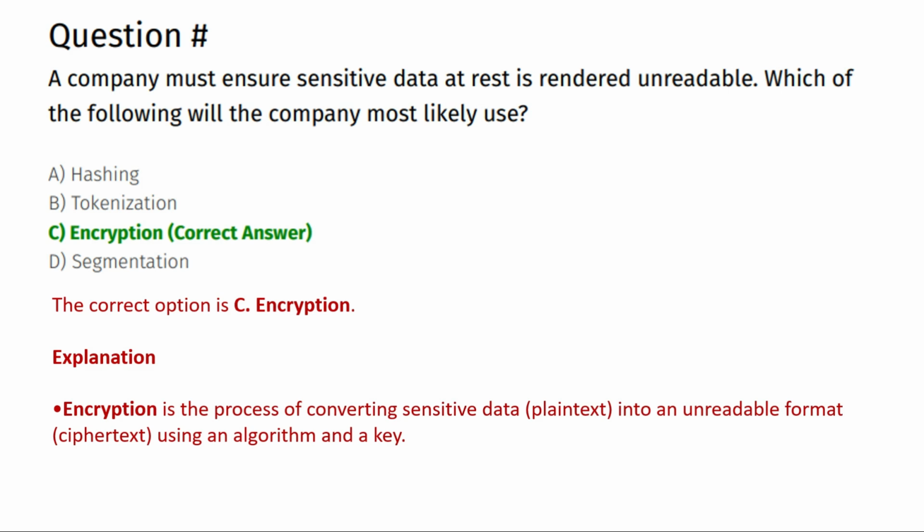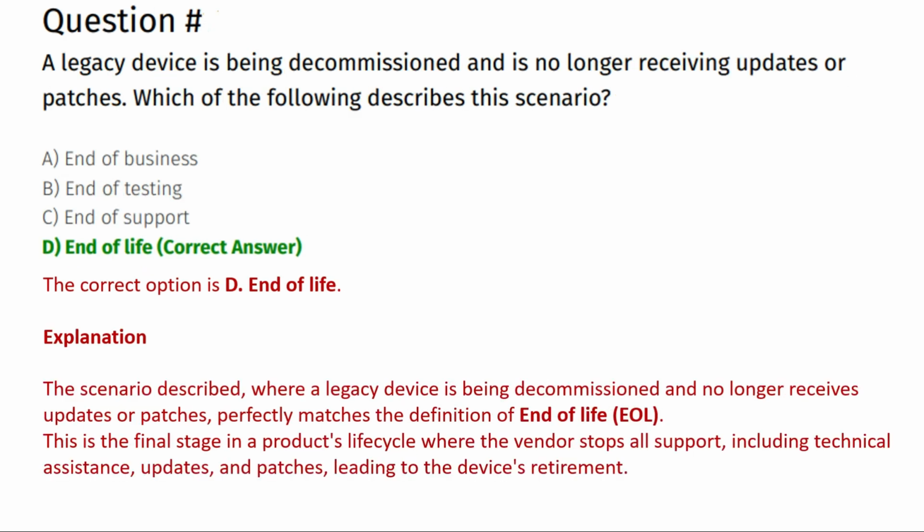So let's check the explanation. Encryption is the process of converting sensitive data, plain text, into an unreadable format, ciphertext, using an algorithm and a key. So that's why the correct answer for this question is option C, encryption. So let's move to the next question.